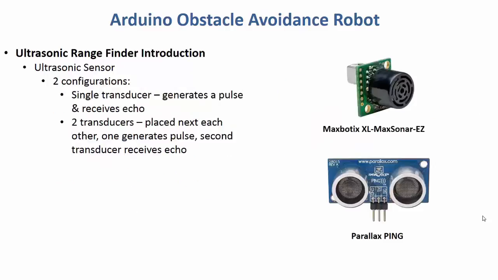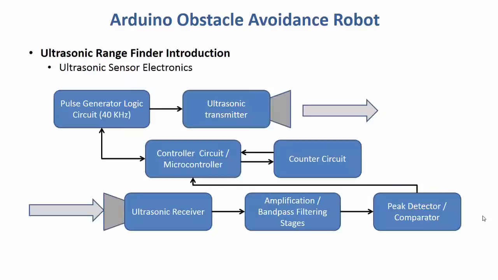The ultrasonic sensor can be found in one of two configurations. In the first configuration, there's a single transducer. This generates the sound pulse, and it also receives the echo. An example of this is the Maxbotix sensor shown at the top right. The other type of sensor consists of two transducers that are placed next to each other. One's going to generate the sound pulse, and the other transducer is going to receive the echo. Our Parallax Ping sensor is of this type.